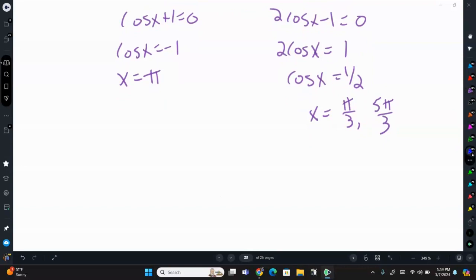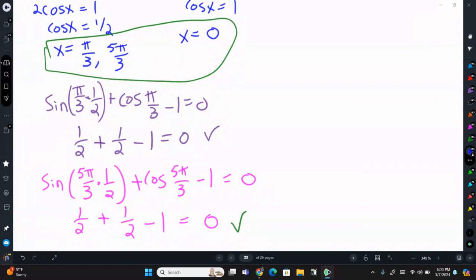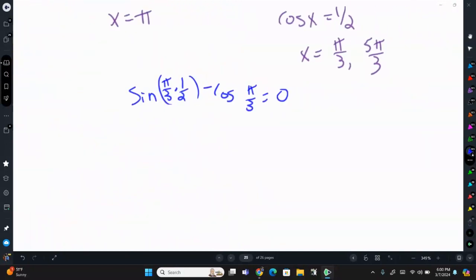First, we'll check pi over 3. So we have the sine of pi over 3 times 1/2, which will be pi over 6 again, minus the cosine of pi over 3 equals 0. Well, we had something similar in this problem, except it was a plus, not a minus. So sine of pi over 6 is 1/2, minus the cosine of pi over 3 is also 1/2, and we get 0. That's true. So pi over 3 works.